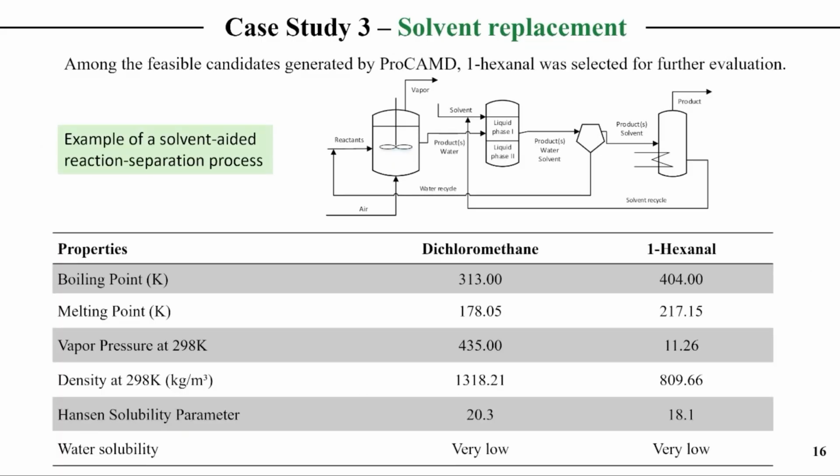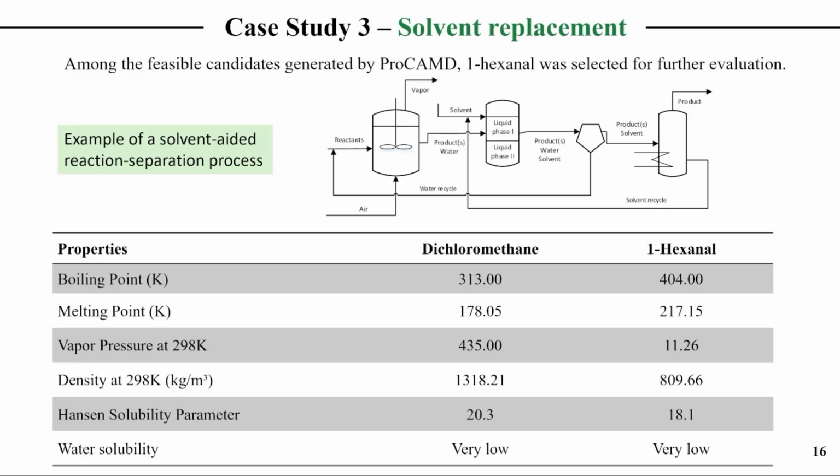An example of a solvent-aided reaction separation process is shown in the figure. The solvent must be inert to the reaction mixture, create two liquid phases, and extract the products, but not water or reactants. Based on the specified design criteria, ProCAMD generated a number of feasible solvent candidates. Among these candidates, 1-hexanol was selected for further evaluation and compared with dichloromethane.